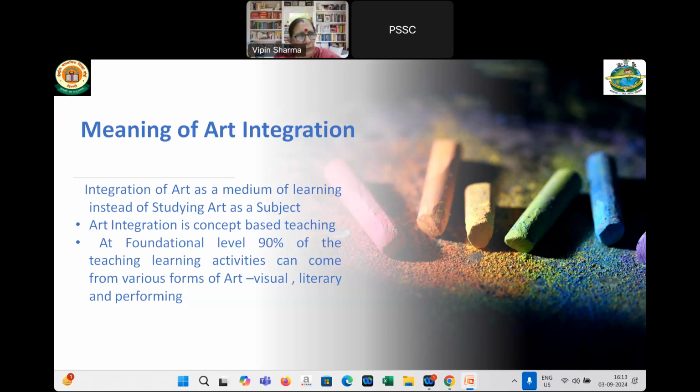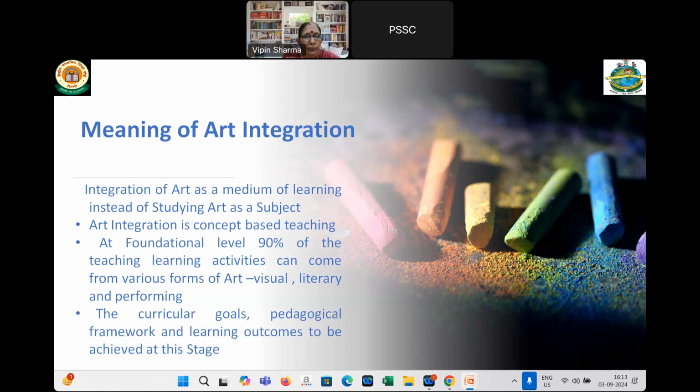for education. At the foundational level, 90% of the teaching learning activities can come from various forms of art, visual, which I already spoke about. The curricular goals, pedagogical framework, and learning outcomes to be achieved at this stage.